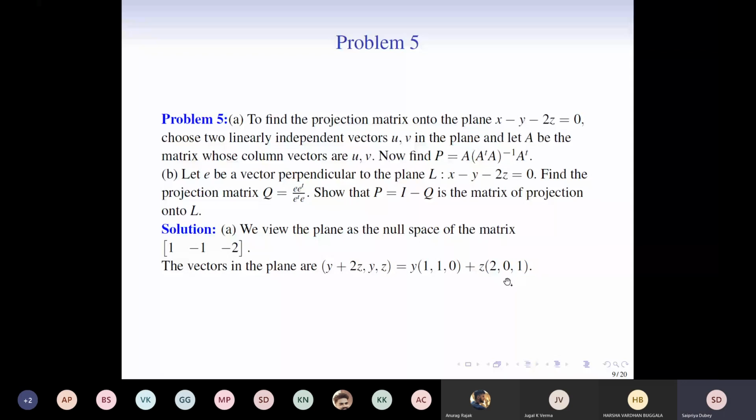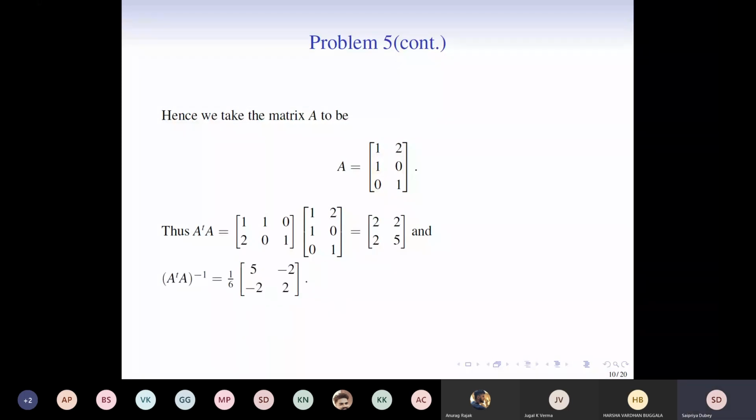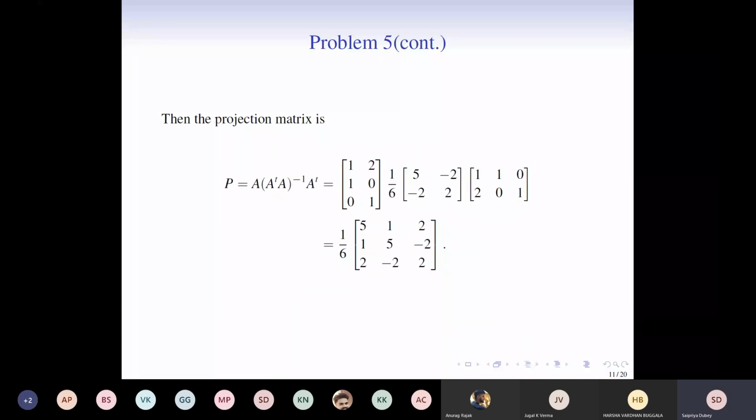Okay, and then what we are supposed to do, we have to construct matrix A. So A is the matrix whose column vectors are u and v. So let's do that. Okay, so the basis of the space is given by this. Next, we take the matrix A to be this. Please ensure that you're putting it column wise. Okay, and once we have that, we get A transpose A, which is again just a product of two matrices. And then we compute (A transpose A) inverse, which gives us this.